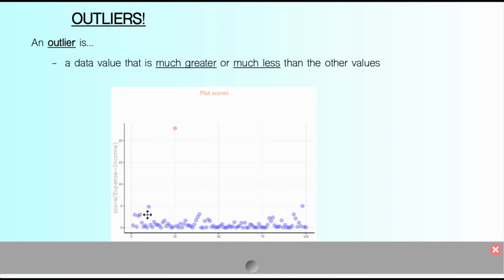And you'll notice most of the dots are somewhere towards the bottom of the graph, but up here, you've got this one point all by itself. That visually shows you what an outlier is. It's something that's much greater or much less. It's way away from all of the other data points.